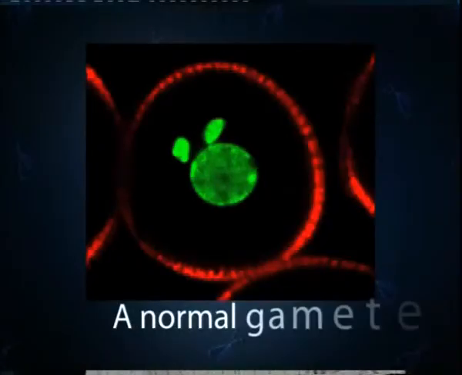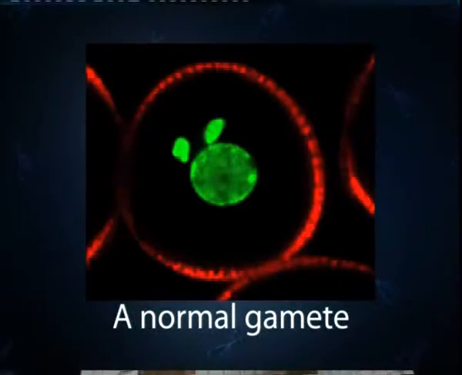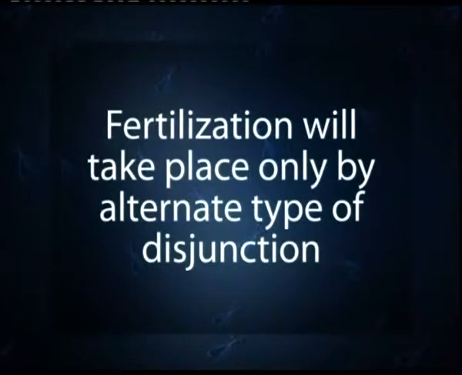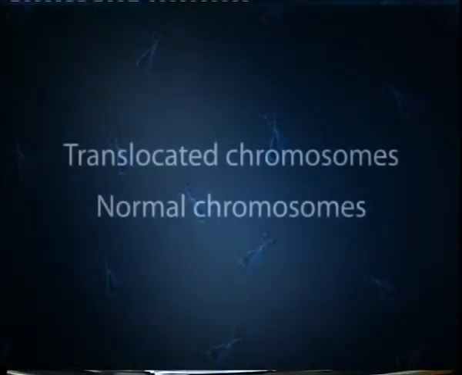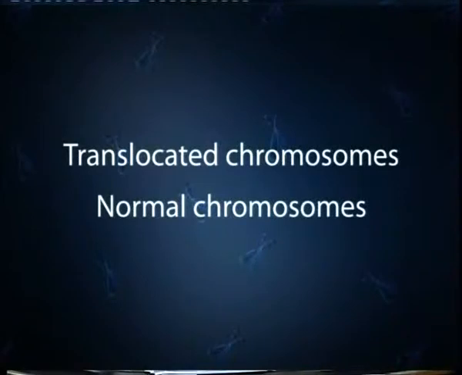Since we have seen that only alternate type of gamete formation will lead to the formation of normal or functional gametes, fertilization will only take place by the gametes formed by this alternate type of disjunction. Therefore, when a translocation heterozygote undergoes selfing and produces male and female gametes, it will produce 2 types of gametes on both sides, one type carrying the translocated chromosomes, another type carrying the normal chromosomes, but both types of gametes are functional on both male and female sides.